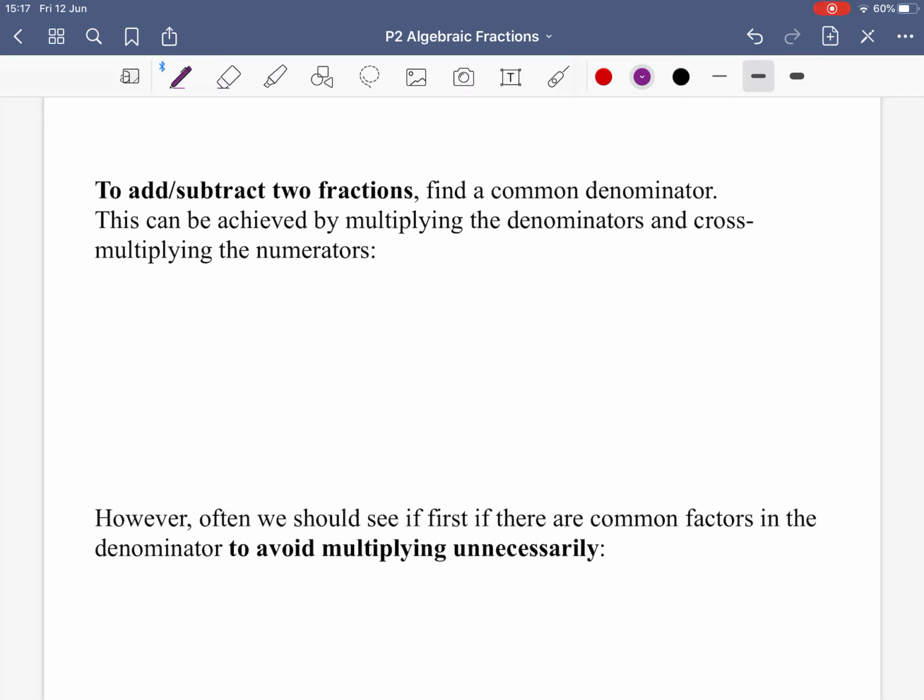Okay. So back to here now, it says to add and subtract two fractions, find a common denominator. This can be achieved by multiplying the denominators and cross-multiplying the numerators. Oh, it sounds a bit blah, doesn't it? So let's just get in with an example and see how we get on.